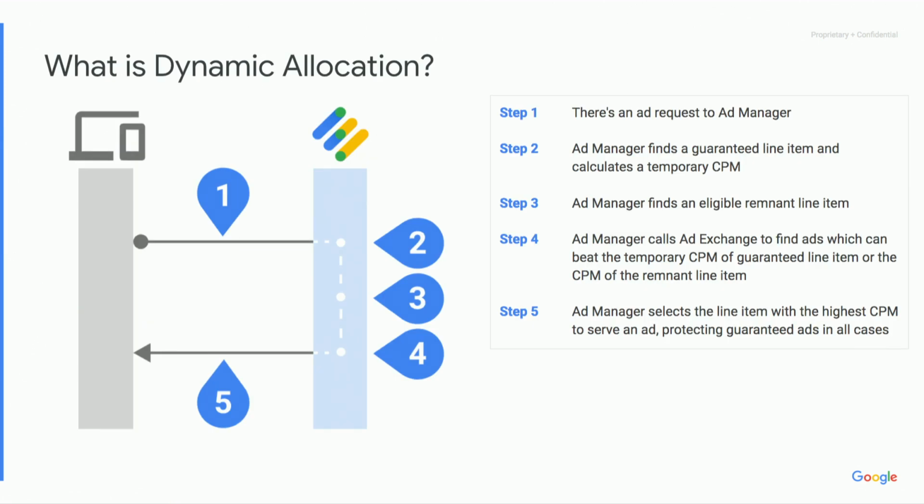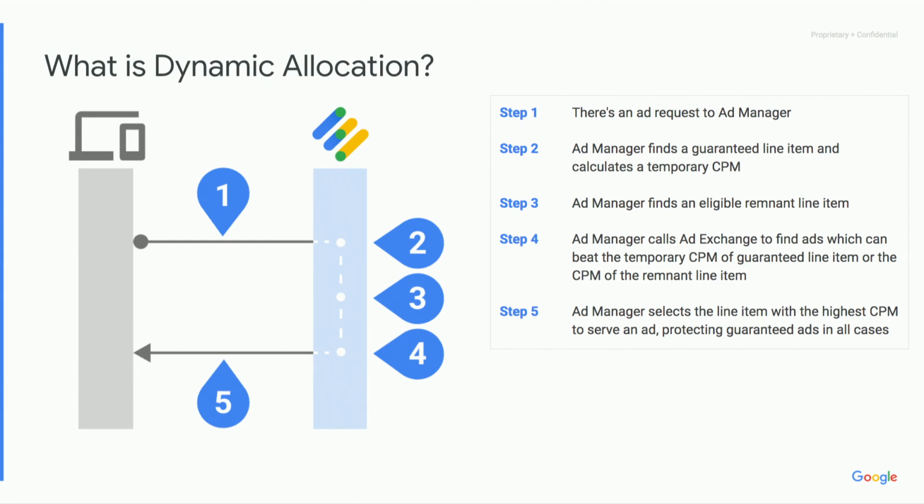Dynamic allocation is a really popular feature in Ad Manager that can help to increase your revenue. Through dynamic allocation, Ad Exchange line items can compete in real time with guaranteed and non-guaranteed line items. Here's how it works. Someone visits your website or app, and your ad tags request an ad to serve from Ad Manager. Based on this request, Ad Manager looks first for the best guaranteed line item eligible to serve and calculates a temporary CPM for this line item based on its delivery rate.